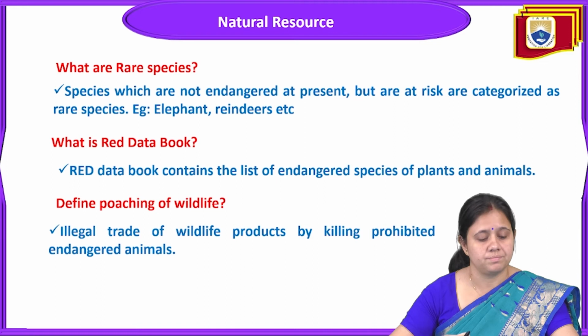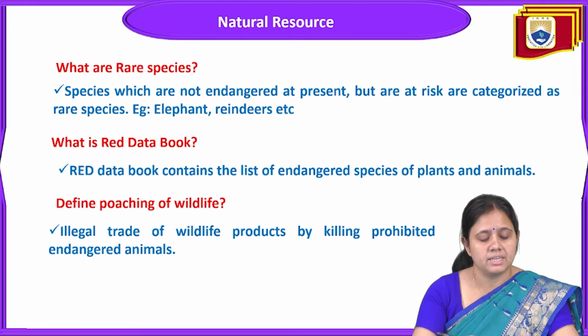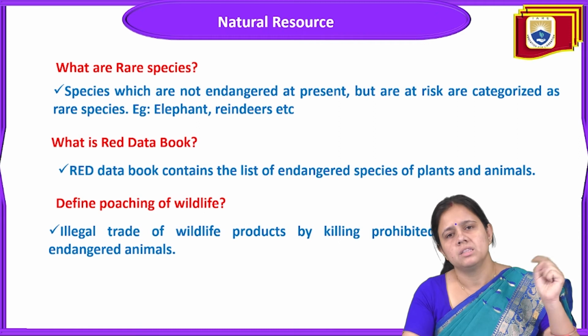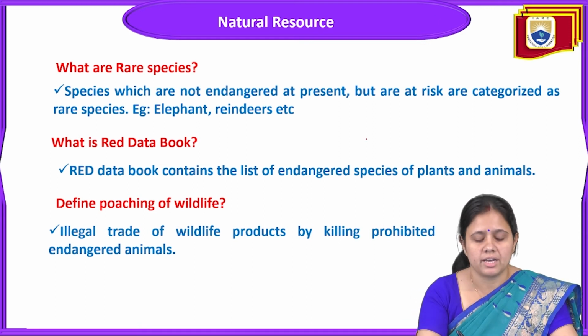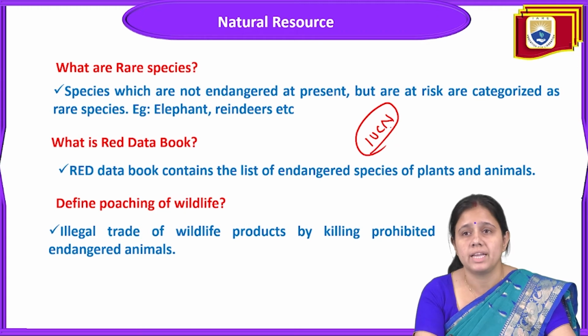Now again, what is the Red Data Book? The Red Data Book is the book that contains the list of endangered species. The Red Data Book has been given by IUCN, the International Union for Conservation of Nature and Natural Resources. IUCN is an organization that was made by the United Nations.